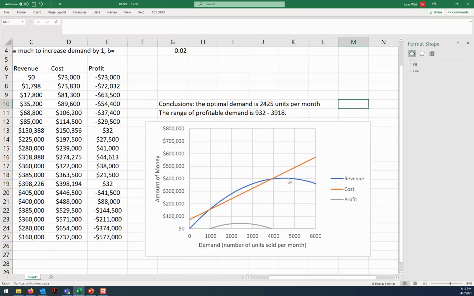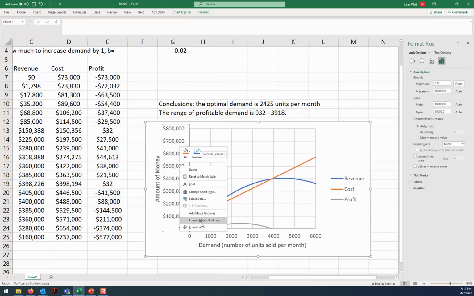You know, it has that same classical shape. Maybe we don't need the vertical axis to go quite so high any longer. Maybe 6,000 would be enough. 600,000.